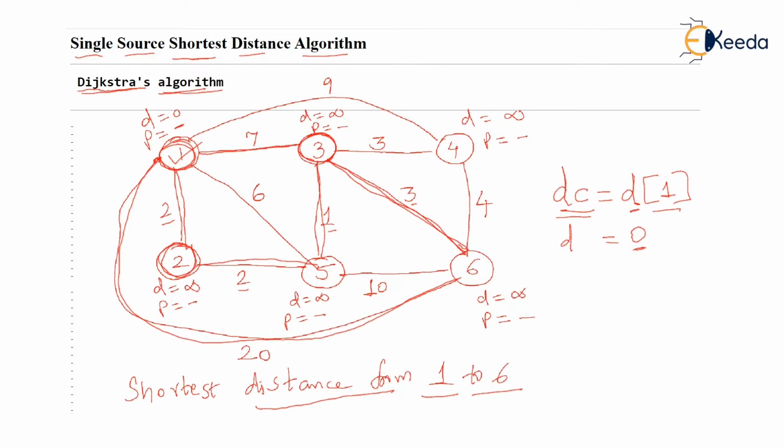So dc in this step is 0. Now remember, at any point of time, dc will always be equal to d, that is the distance of the current vertex that you are processing, and currently you are processing the first vertex. Hence, dc in this step is d of 1, but d of 1 is 0, so dc is 0. The significance of this dc will be learned as we proceed learning the algorithm.